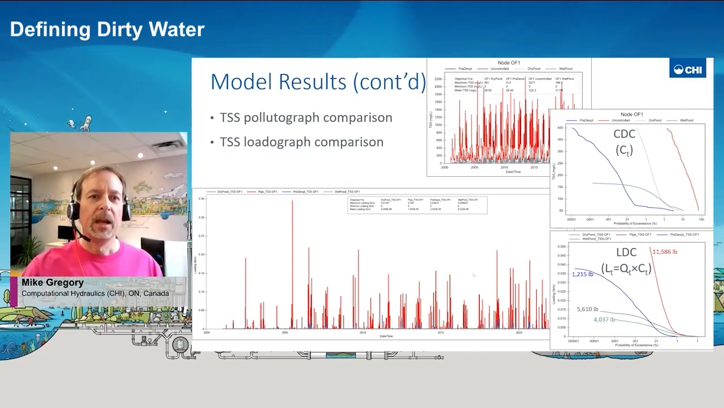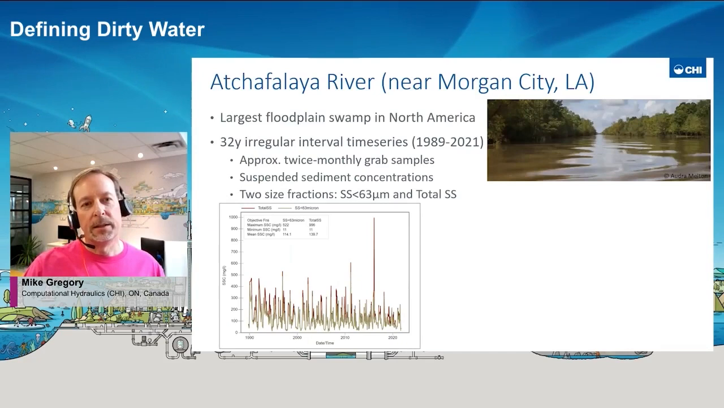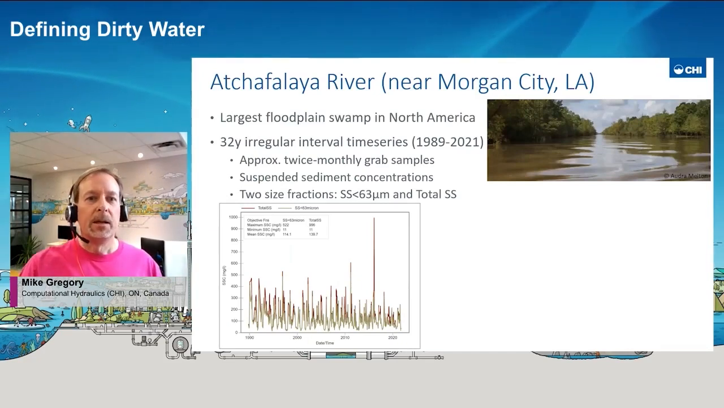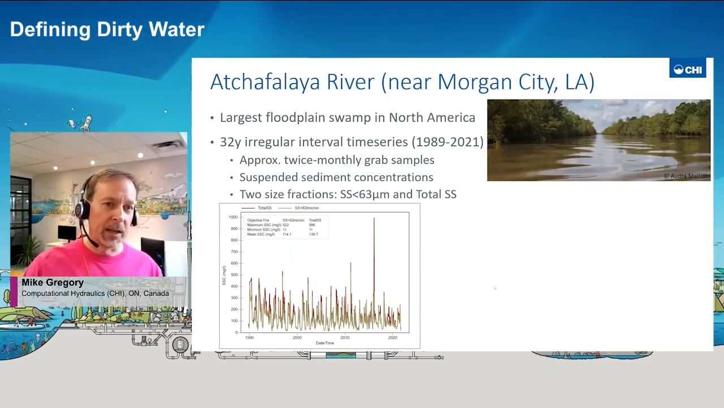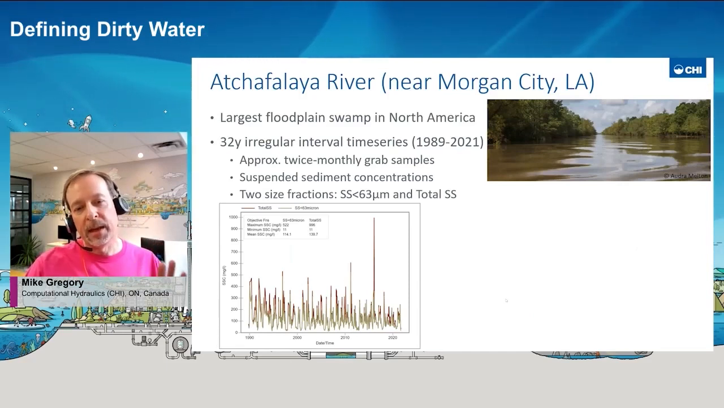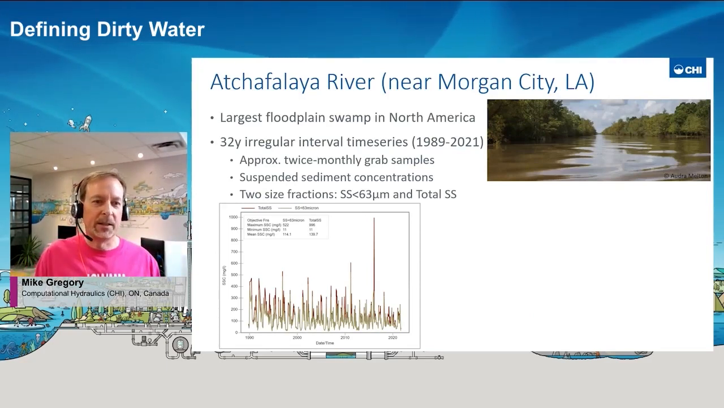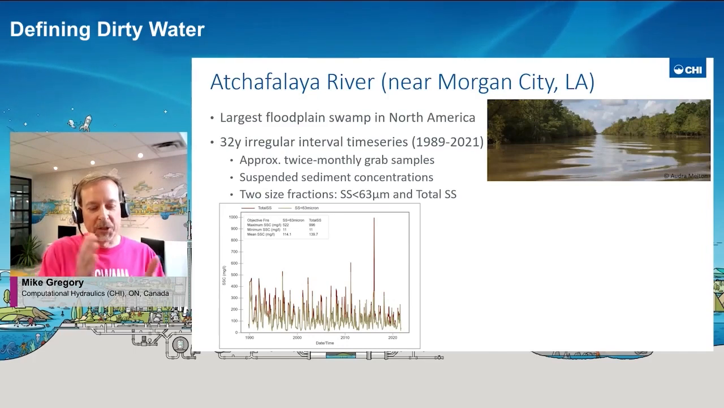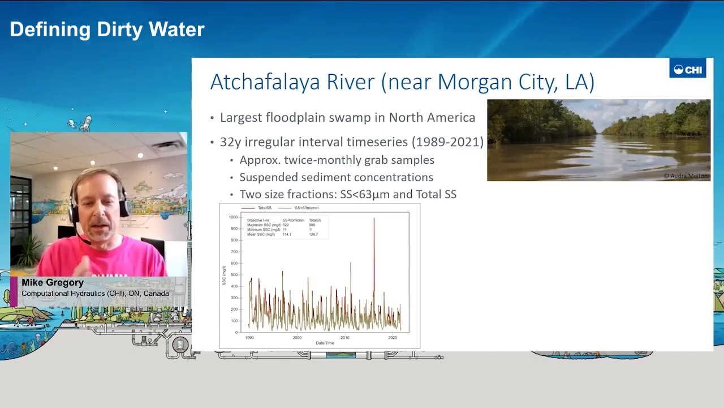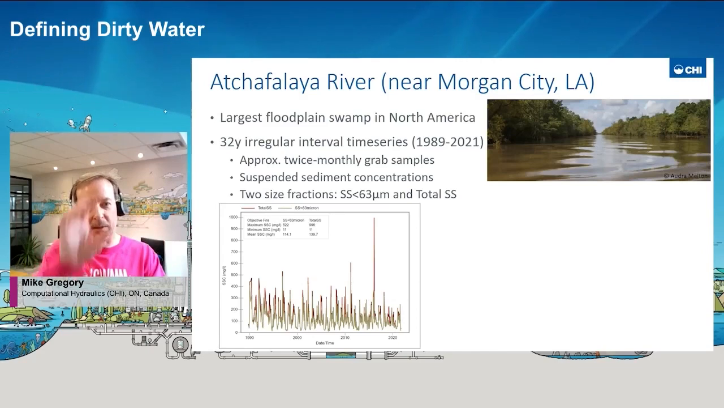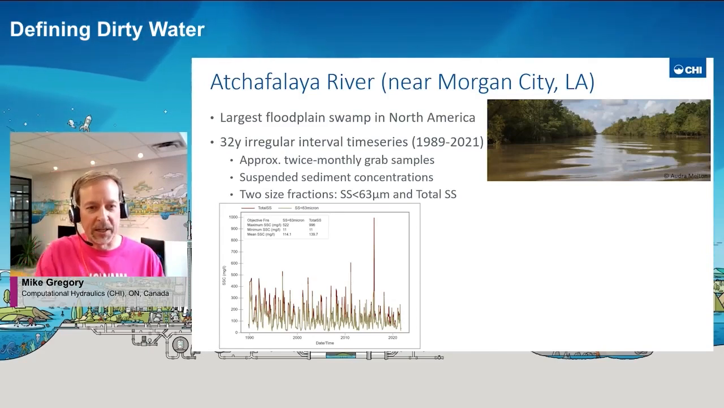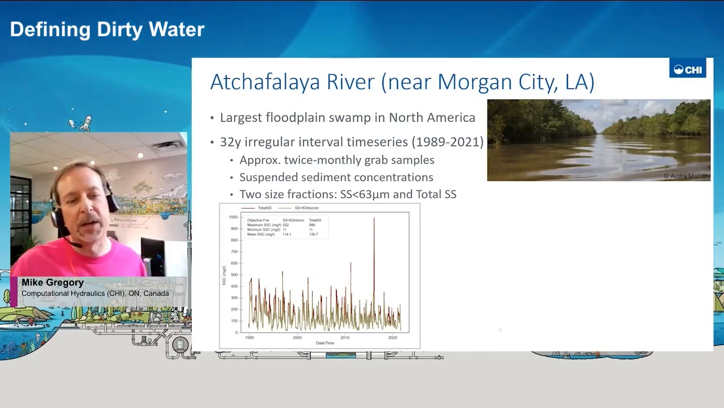There you go. Let's move on finally to the Atchafalaya River. This is the largest river swamp in North America, by the way, bigger than the Everglades, I understand. In any case, from that website that I mentioned, you can get 32 years of data. These are grab samples, so it's not a regularly spaced interval, which is a bit frustrating because you have to actually create 15-minute or hourly data to do the loadograph, to get the flow times the concentration at each time step.